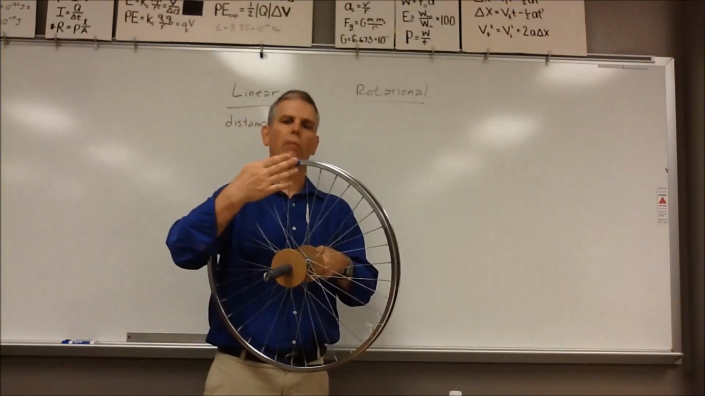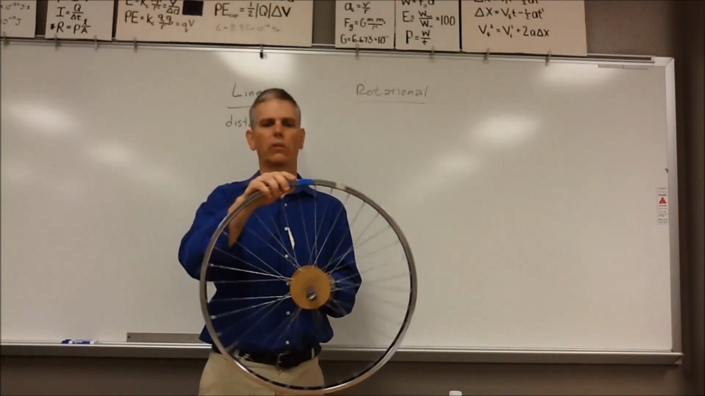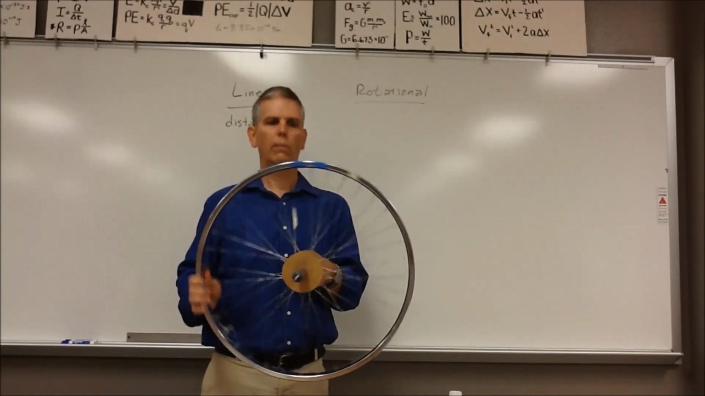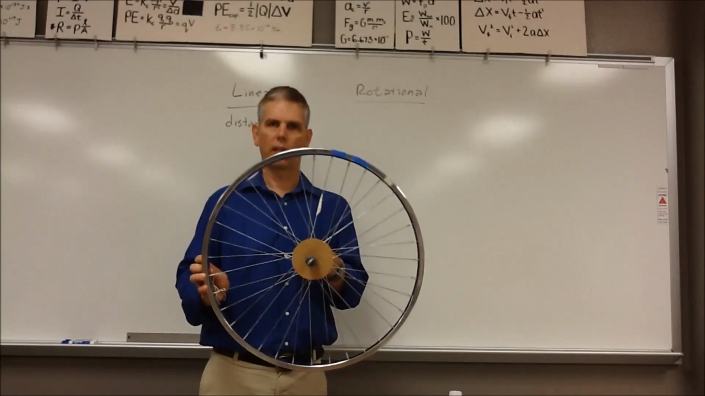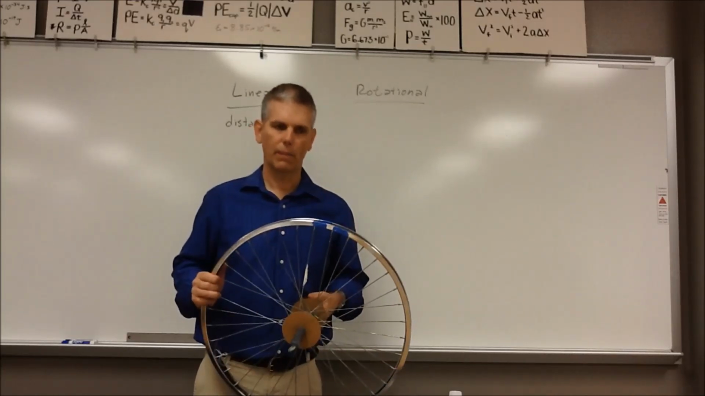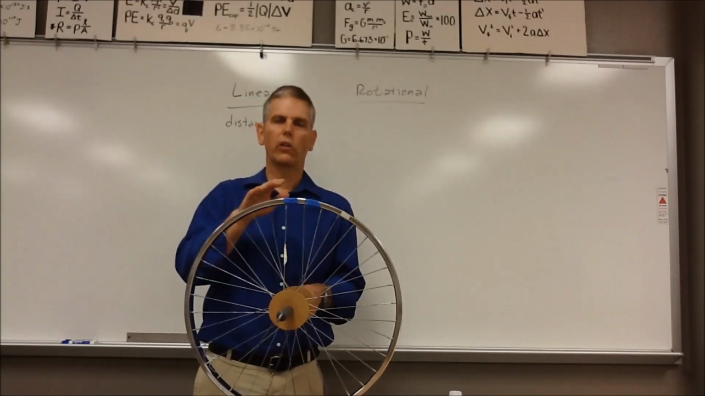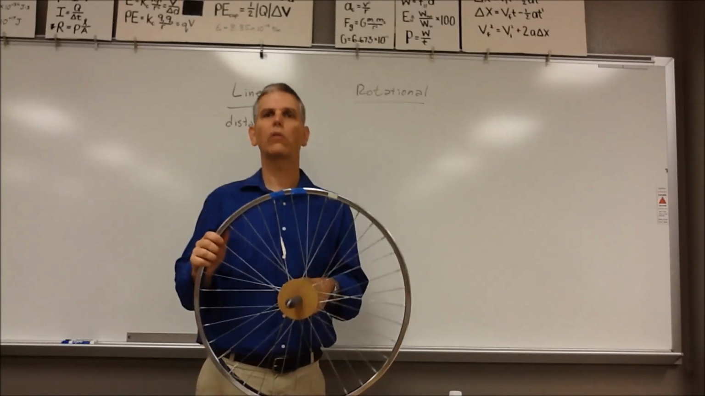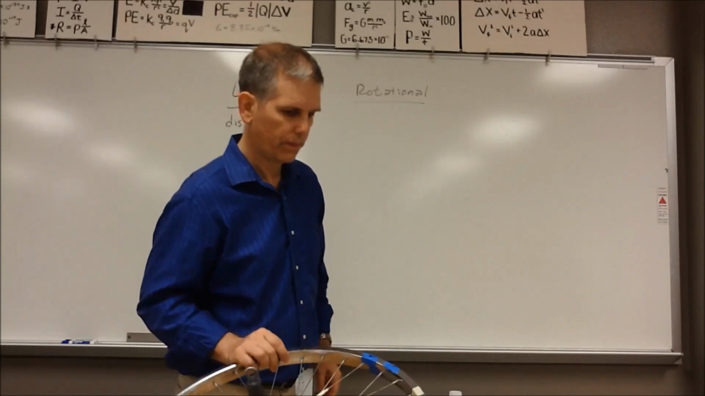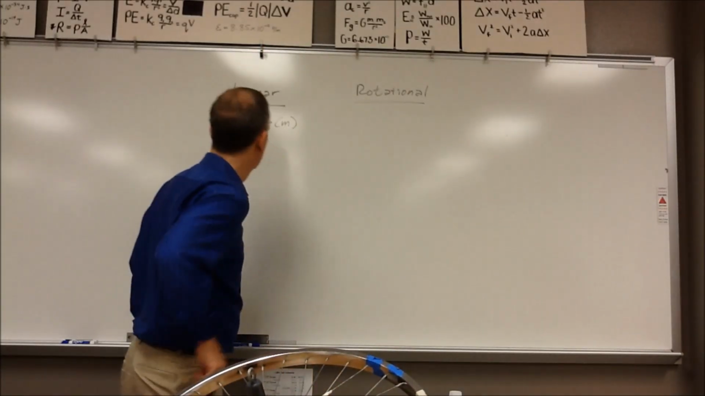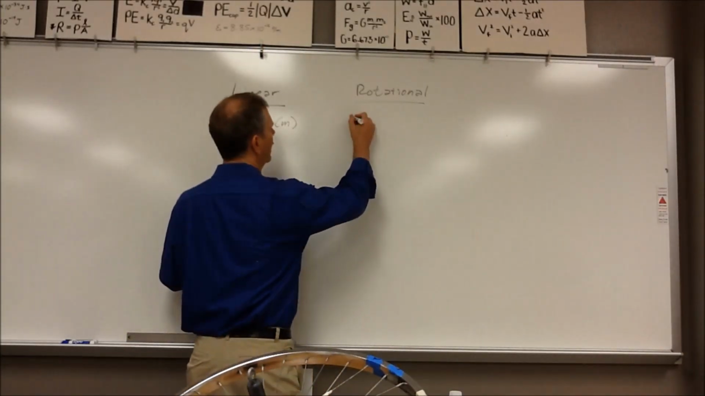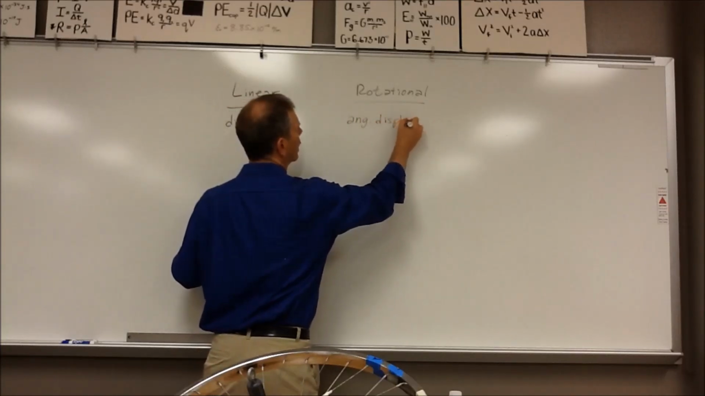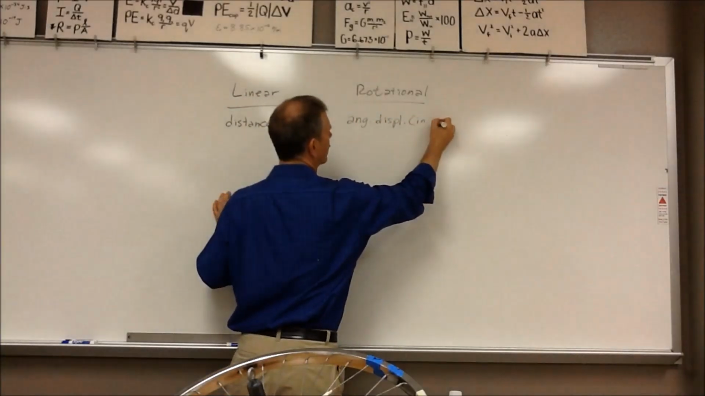You'll notice this yellow mark right here. That might be a little easier to see here. Well, this distance, rotationally, would be different than this distance, and we need to distinguish that. We could use angles, we could use degrees, etc., but we use radians, and we call that angular displacement. And I'm going to put in radians.